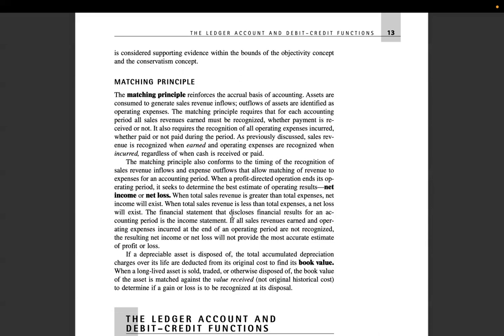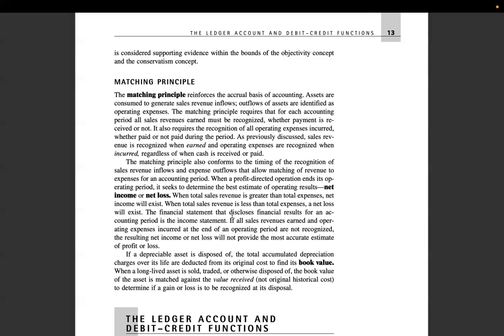The matching principle reinforces the accrual basis of accounting. Assets are consumed to generate sales revenue inflows. Outflows of assets are identified as operating expenses. The matching principle requires that for each accounting period, all sales revenues earned must be recognized, whether payment is received or not. It also requires the recognition of all operating expenses incurred, whether paid or not paid during the period. I want you to read the matching principle requires again.